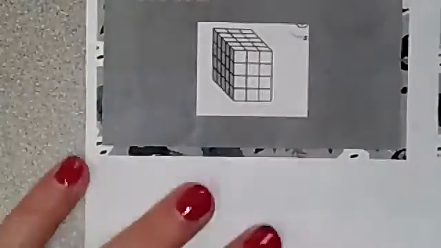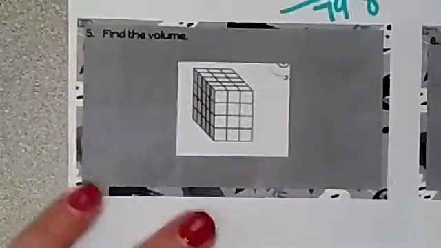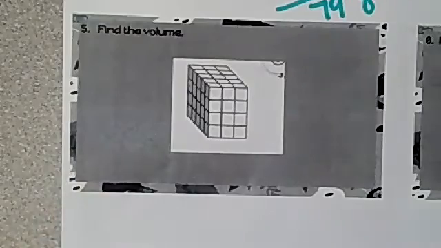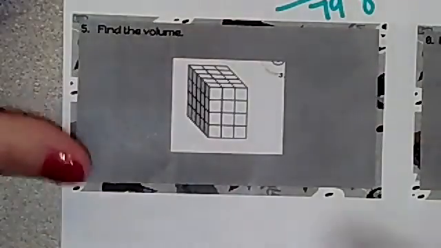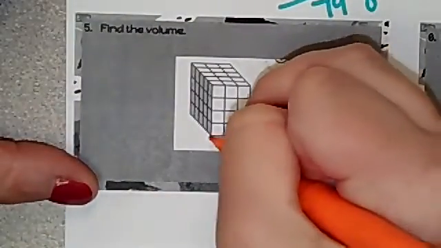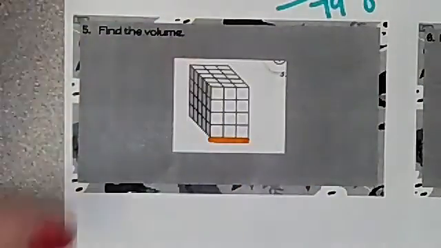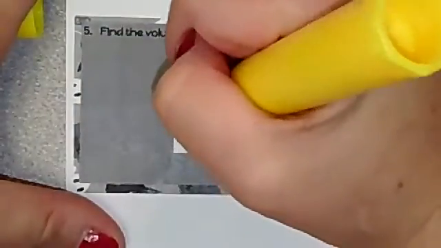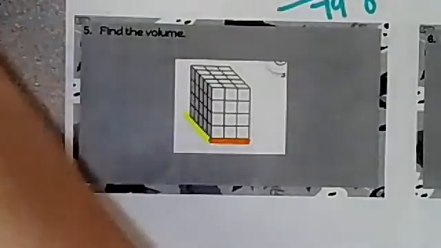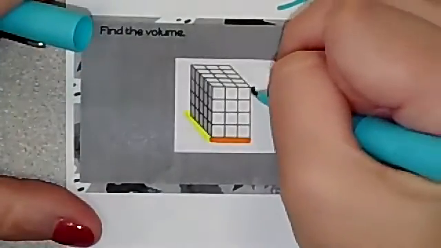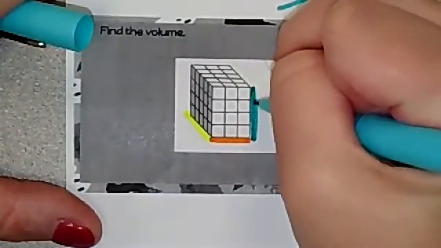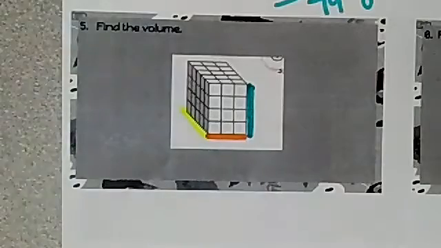Coming down here. All right. I love it when you highlight these, okay? Finding the volume. The length, I'm going to highlight in orange. The width, I'm going to highlight in yellow. The height, I'm going to highlight in blue. We've been doing it the same way for months.